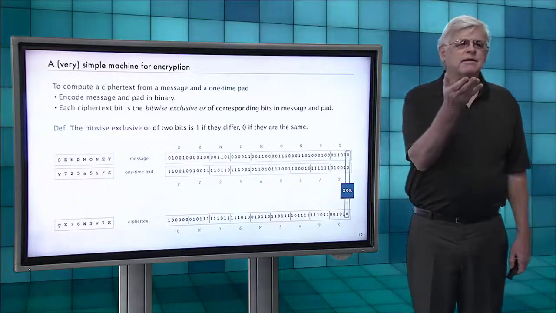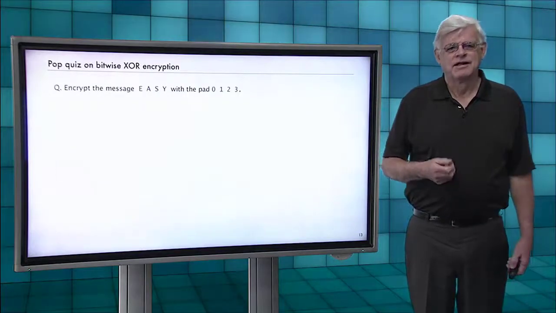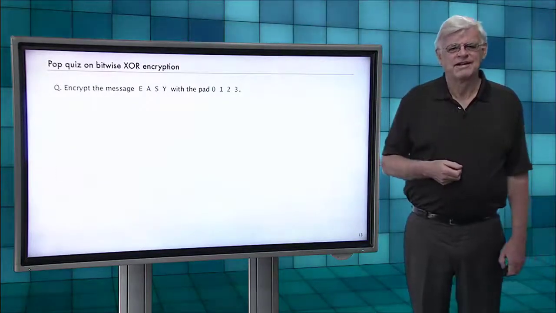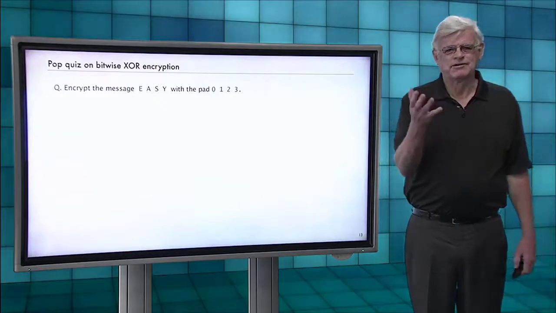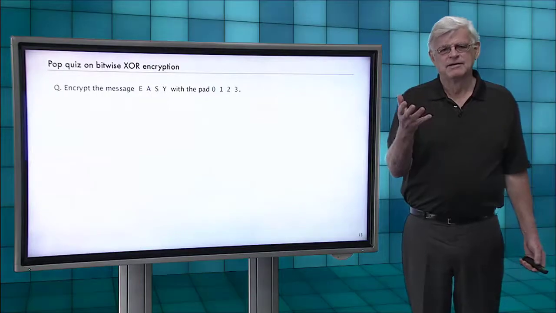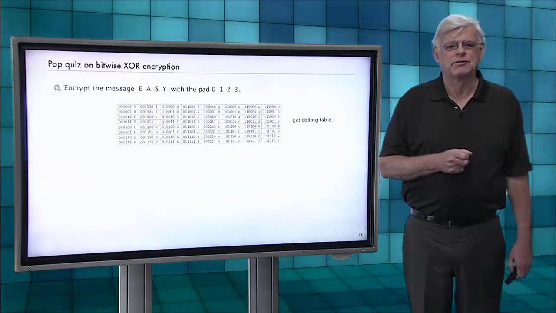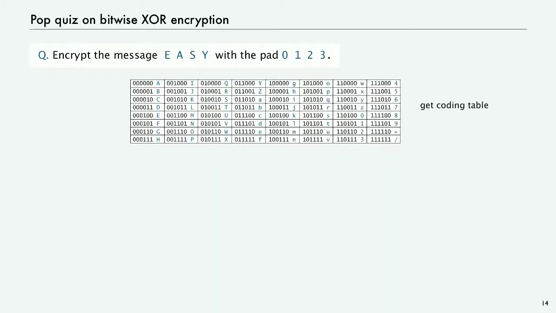So that's fine. We took our message and converted it into something that makes no sense. But certainly if you want to study this material, you should think about how you would do some examples to make sure that you understand this process of encryption. So just to test your understanding of this process, you should try some small examples. Here's just one. Say we have a 4-character message EASY, and we have the pad 0, 1, 2, 3.